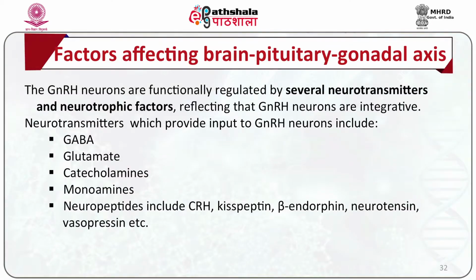The factors affecting the brain pituitary gonadal axis. The GnRH neurons are functionally regulated by several neurotransmitters and neurotrophic factors, reflecting that GnRH neurons are integrative. Neurotransmitters which provide input to GnRH neurons include GABA, glutamate, catecholamines and monoamines. Neuropeptides include CRH, beta endorphin, neurotensin, vasopressin, etc.